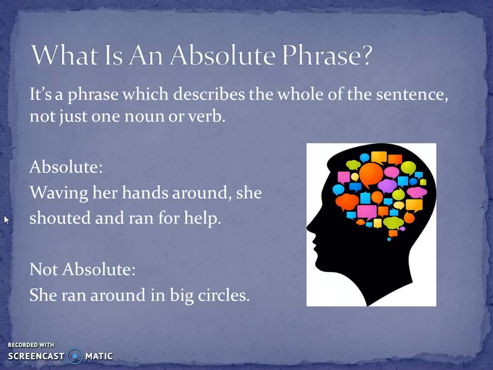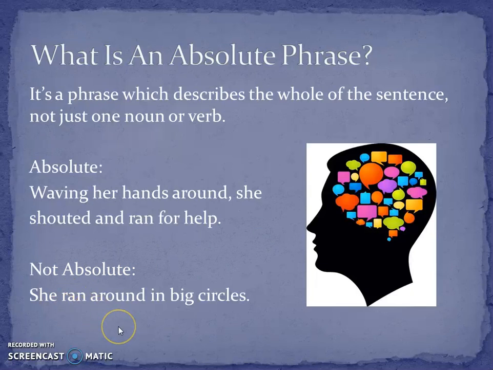Waving her hands around, she shouted and ran for help. So this bit, waving her hands around, is the absolute phrase. It's describing what's happening as she shouts and as she runs around. She's not only waving her hands when she shouts, she's not only waving her hands when she runs around, she's doing it for both. Waving her hands around, she shouted and ran for help. So that's an absolute phrase.